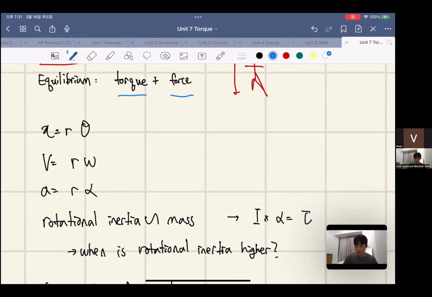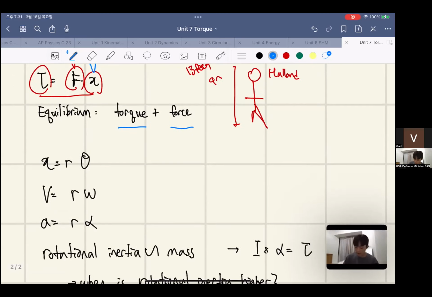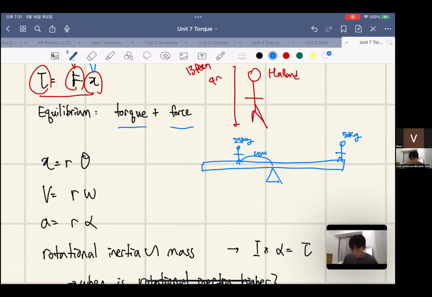So now, let's think about a sample question. Let's say you have a seesaw. On one side, there's a kid who is 50 kilograms, and on the other side, there's a kid who's 25 kg. However, the 25 kg kid is sitting only 10 meters away from the axis of the seesaw, whereas the other kid, the 50 kg kid, is sitting 20 meters away from the axis of the seesaw.